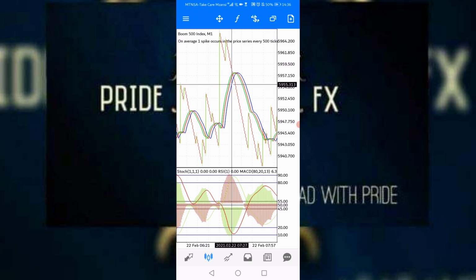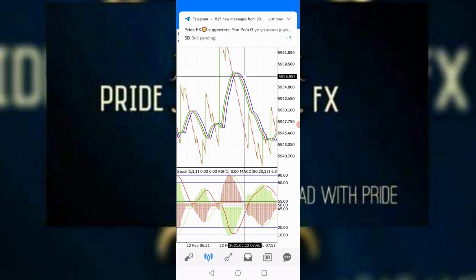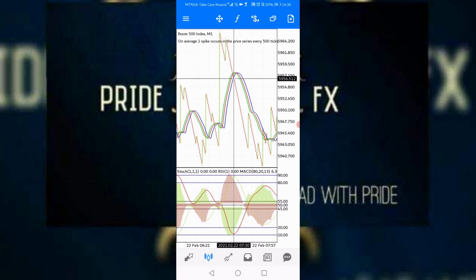Okay, so when the blue line crosses over for Boom 500, and your red and your green lines are below your blue line, meaning the trend is going for a sell, you will definitely know that you can take a sell trade. How long you're going to hold this trade is determined by where your green line is. You can see your green line is currently in the overbought zone, so you can take a sell and hold it for 15 to 10 candlesticks.